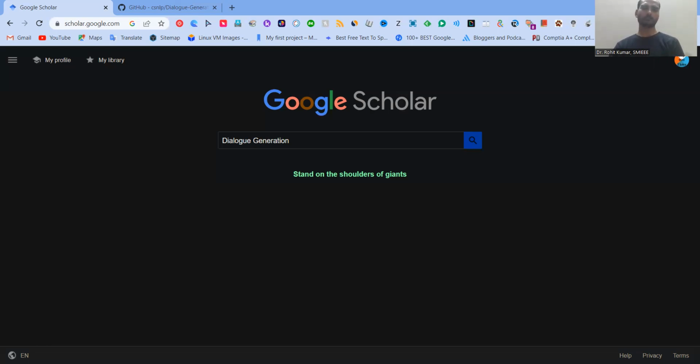Coming on to the specific implementation, multiple libraries are already available for dialogue generation models and the related implementations. If you are interested, you can find them on GitHub and on the related dedicated web portals also.